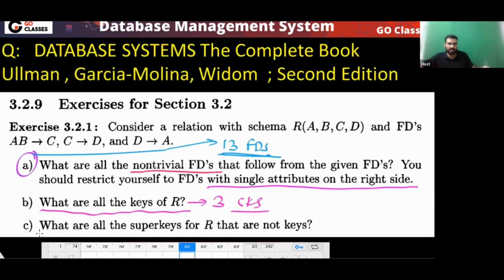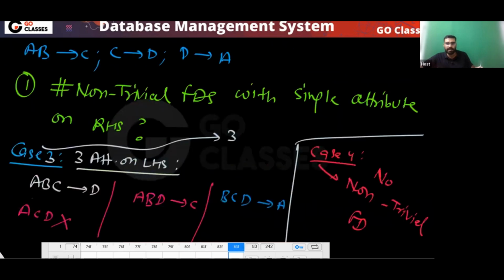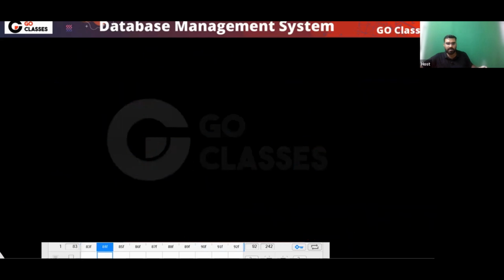What is the answer for the third? What are all the super keys that are not keys? Remember your candidate keys are AB, DB, CB.